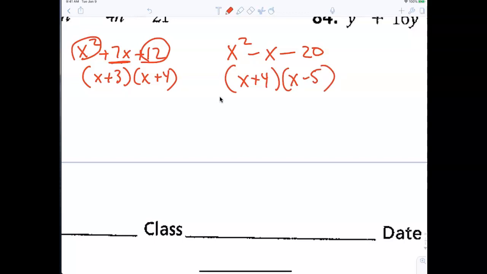How did he know that? Because the factors of 20 are 1 and 20. Is that possible to make 1? No. 2 and 10? That doesn't work. 4 and 5. We can multiply 4 and 5 together, and we can subtract them to make 1. Why does it matter which one? Well, because you want the middle term to be negative. If I had plus 5 and minus 4, it'd be plus 1. You with me? All right, it's very simple.